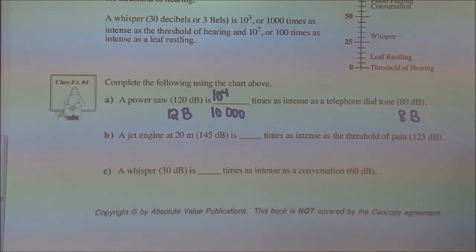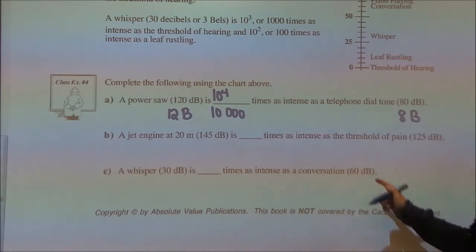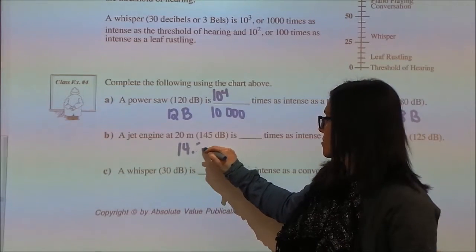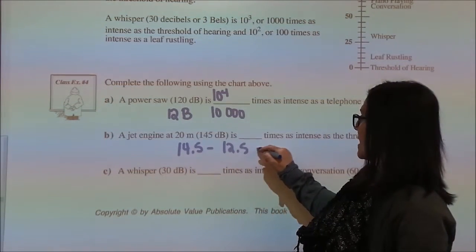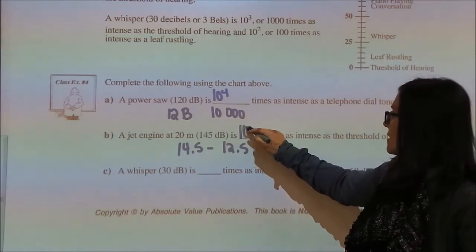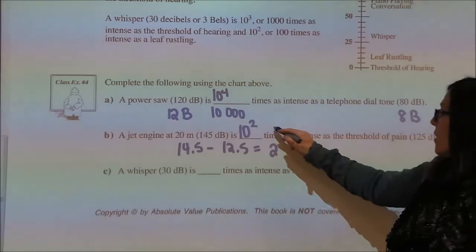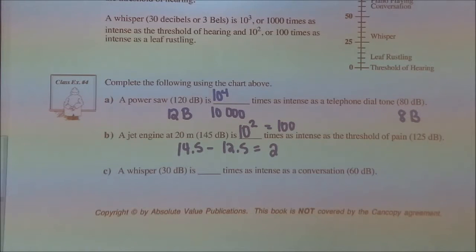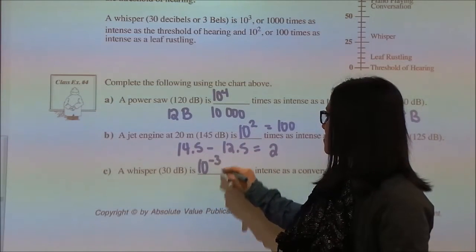A jet engine is how many times as intense as the threshold of pain? How did you get the 20? Oh, sorry, I just went 145 minus. Okay, so 14.5 minus 12.5, and that gets you 2. So then this would be 10 to the 2. So I would get 100 times. The thing to remember, each level is a power of 10. Okay, so a whisper is how many times as intense as a conversation? 10 to the negative 3. So that would be 1/1000.